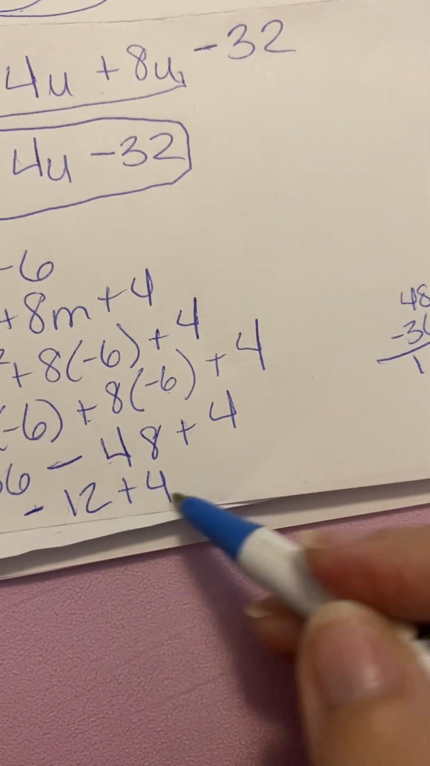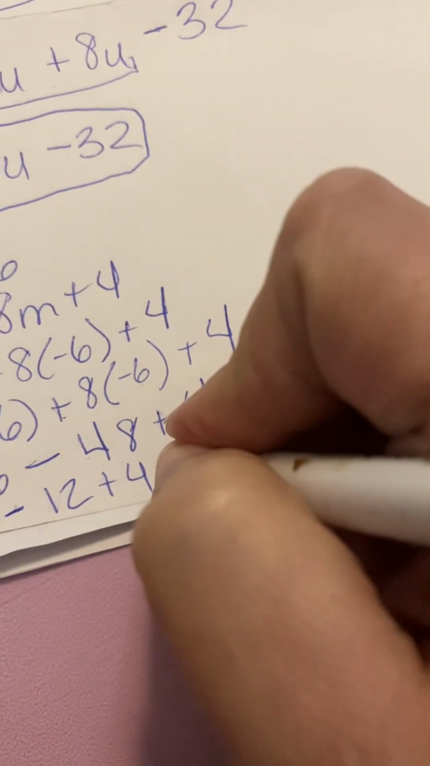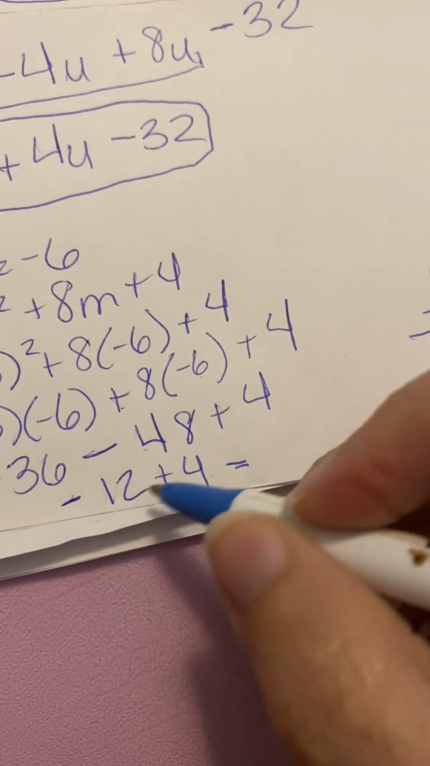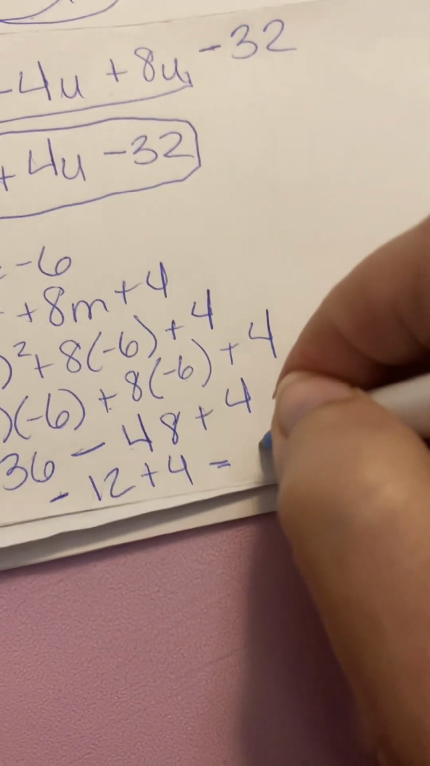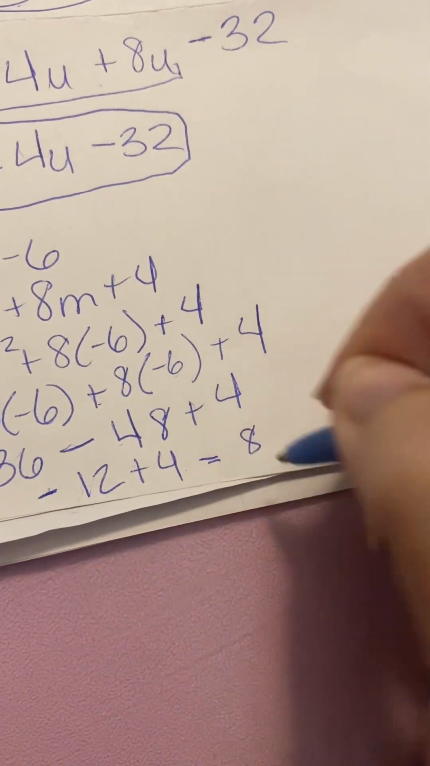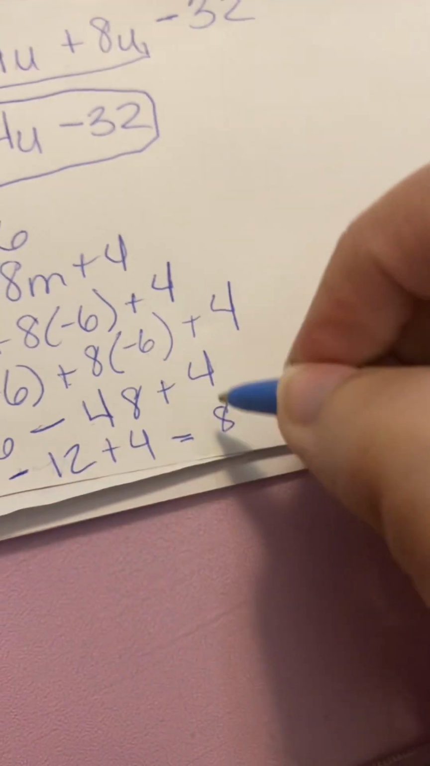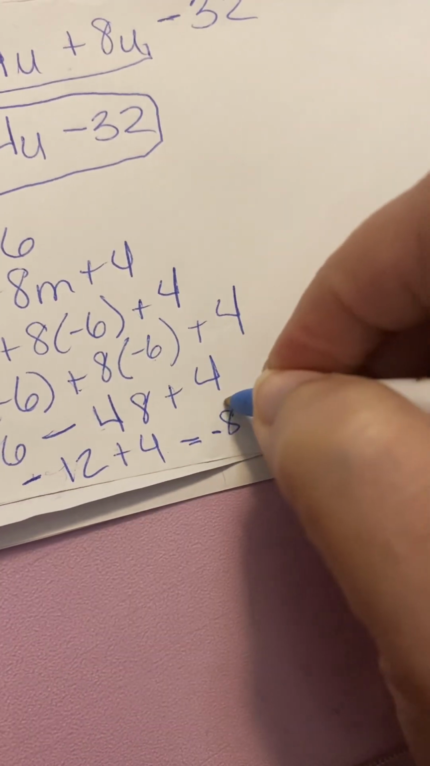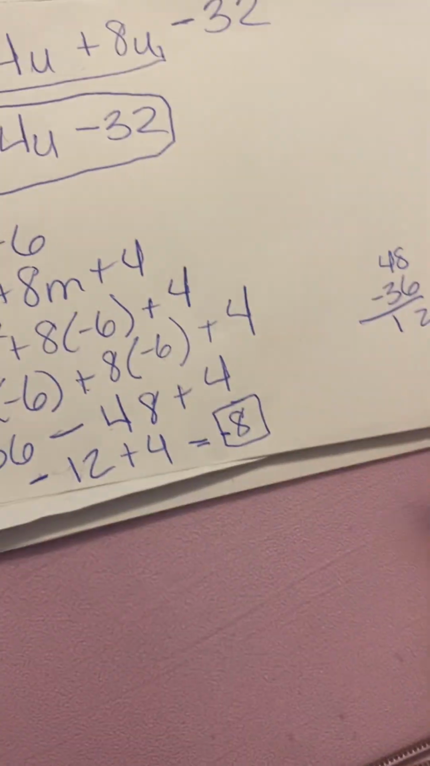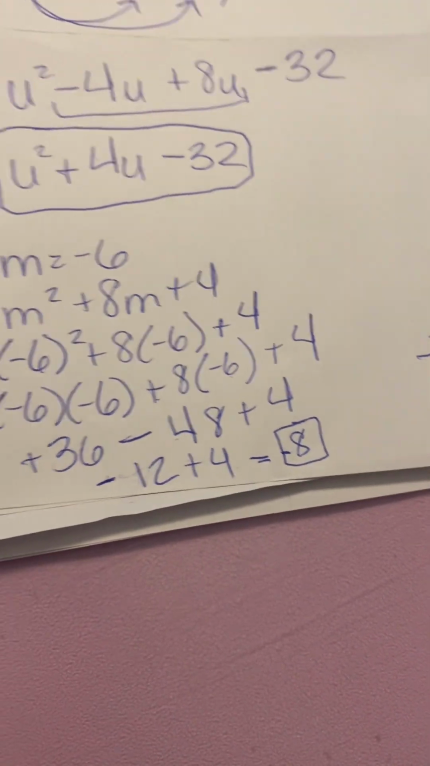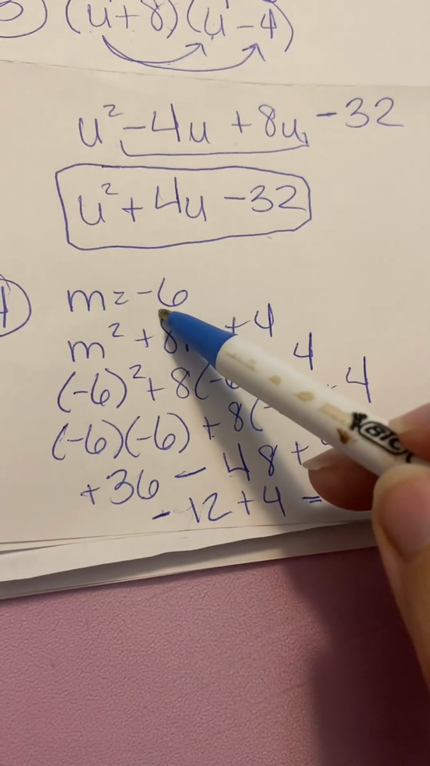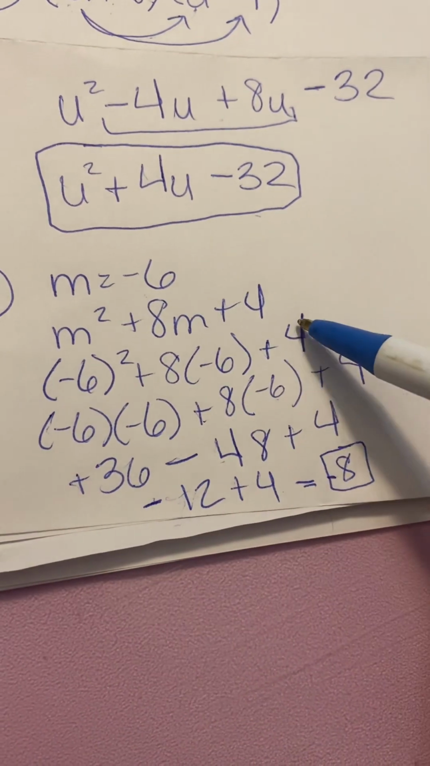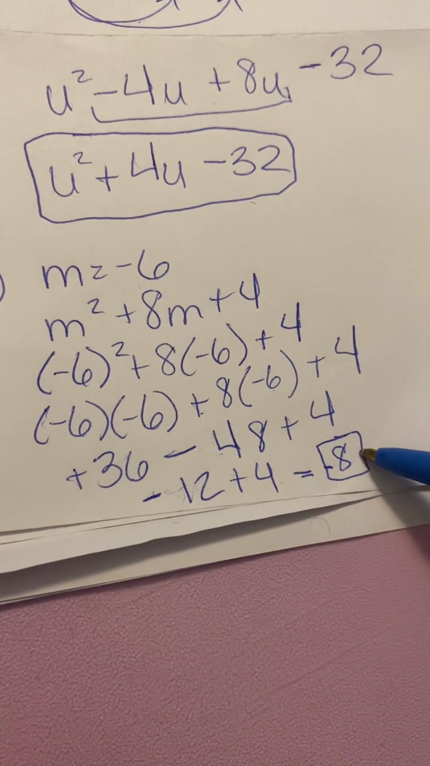Signs are different, so I'm going to subtract these numbers. 12 minus 4 is going to be 8. Bigger number is negative, so there's your final value, negative 8. When we plug negative 6 in for m, we get negative 8.